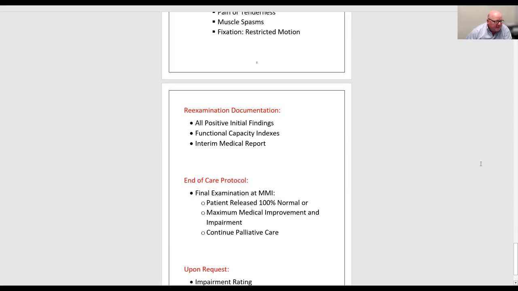Usually it's for an insurance company, or even sometimes the attorneys will just ask, hey, what's the status of the patient? And that's when an interim medical report is valuable. And of course, we go over the categories of what to include in an interim medical report.